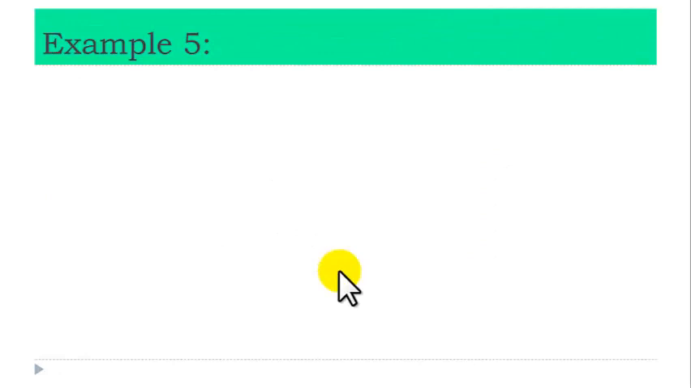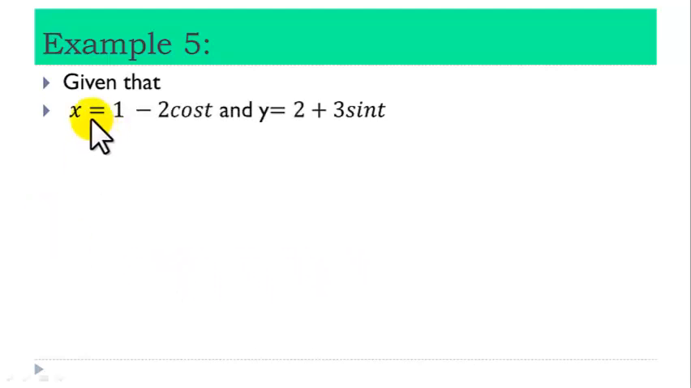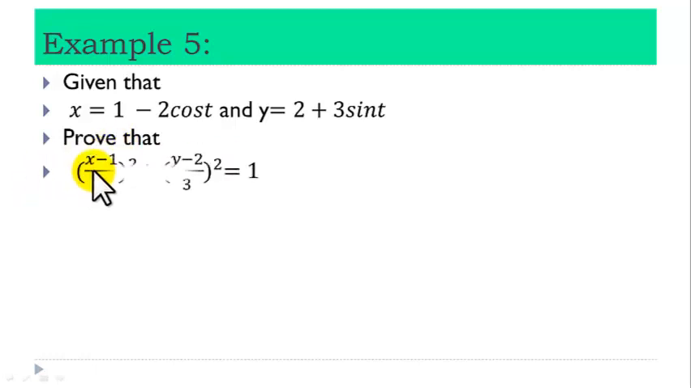Example 5. Given that x is equal to 1 minus 2 cos t and y is equal to 2 plus 3 sin t, prove that ((x minus 1) over 2) squared plus ((y minus 2) over 3) squared is equal to 1. Proof.